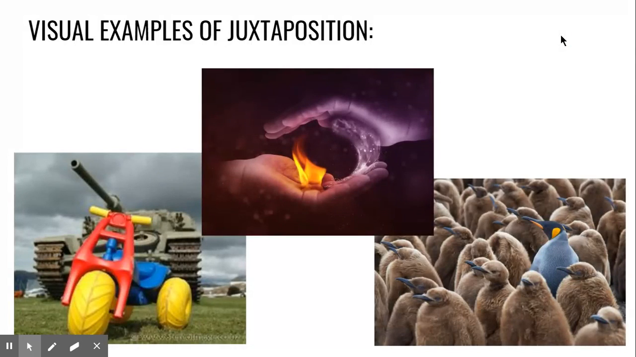So here are a couple visual examples of juxtaposition, and it lines up with the different purposes here. So when I talked about two equal things and showing how they're different, that's what I mean by this top middle image here. We see two hands. One hand is holding a flame, the other hand is holding a wave. Both elements are very powerful here, right?